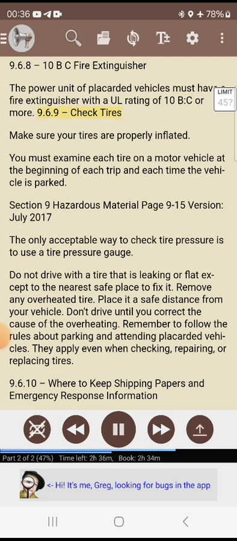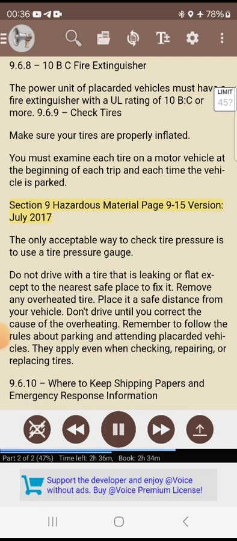9.6.9 Check tires. Make sure your tires are properly inflated. You must examine each tire on a motor vehicle at the beginning of each trip and each time the vehicle is parked. The only acceptable way to check tire pressure is to use a tire pressure gauge. Do not drive with a tire that is leaking or flat except to the nearest safe place to fix it.